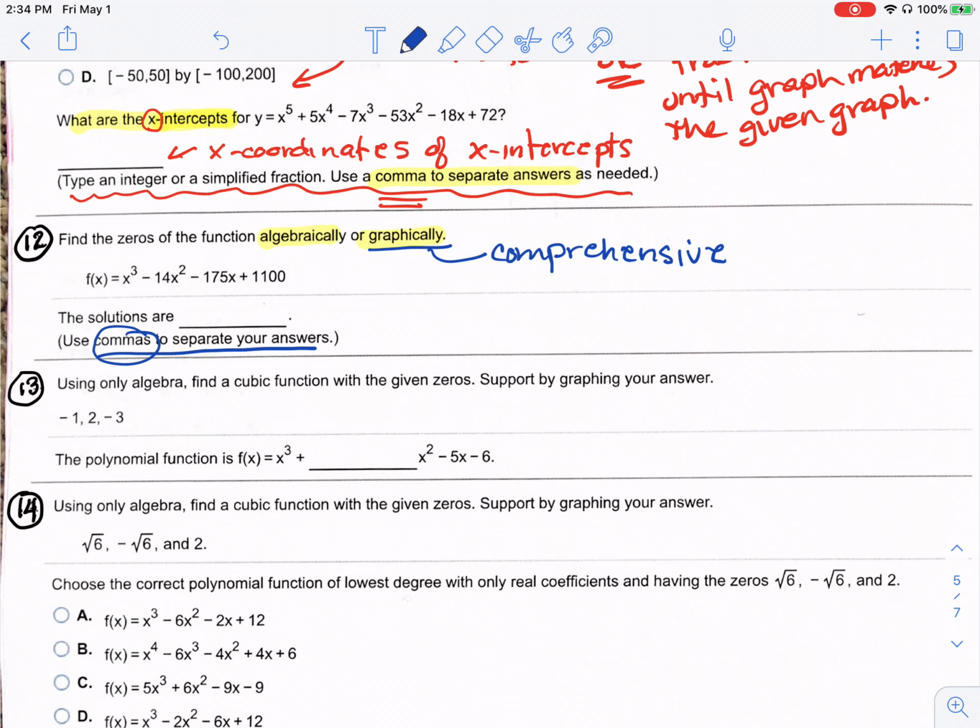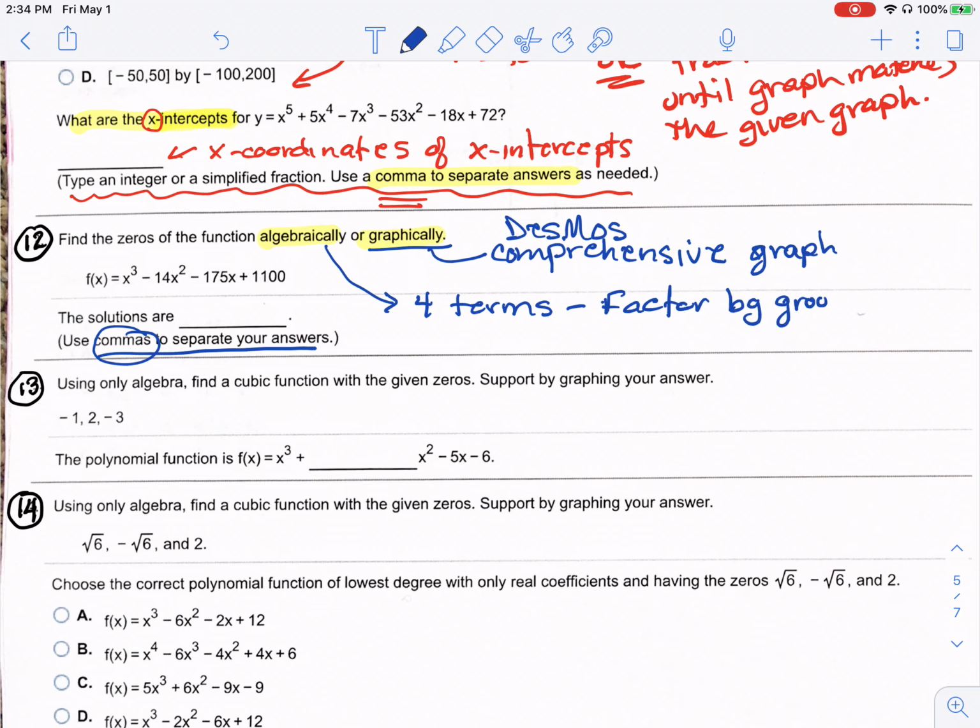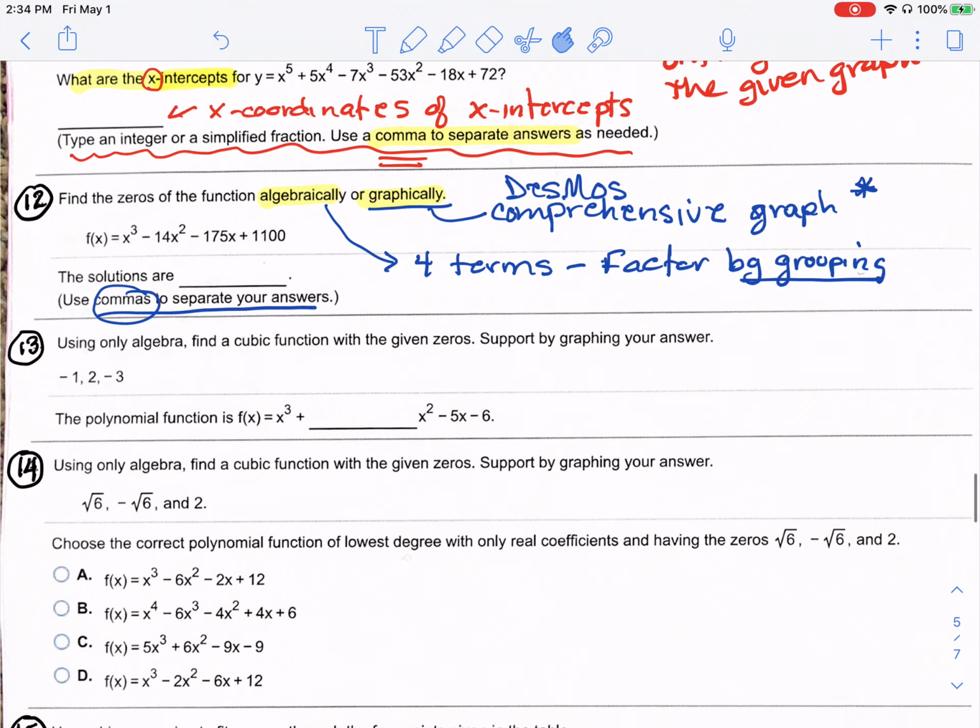Or possibly, if we're going to do this algebraically. If we're going to do it graphically, we're going to put it in Desmos, comprehensive graph. If you're going to do it algebraically, since we have 4 terms, my first choice would be factoring by grouping. Those numbers are pretty big though, so I think my preference would be the graphing. If the numbers were smaller, I probably would go ahead and do some factoring by grouping here. Your choice though. If you like factoring by grouping, you can do that.